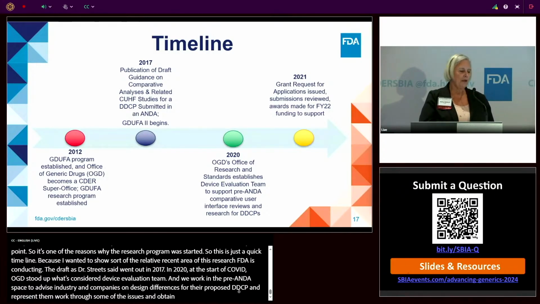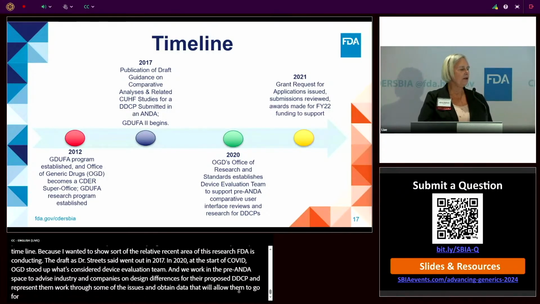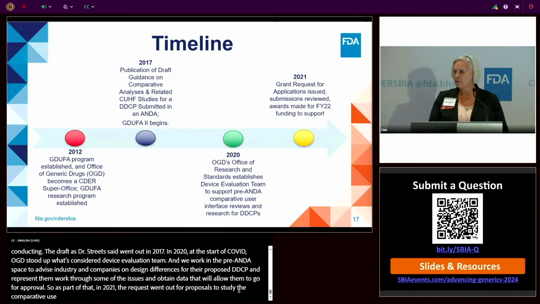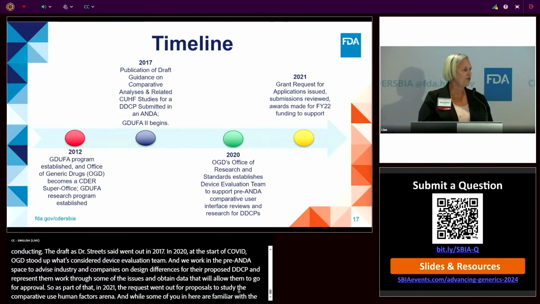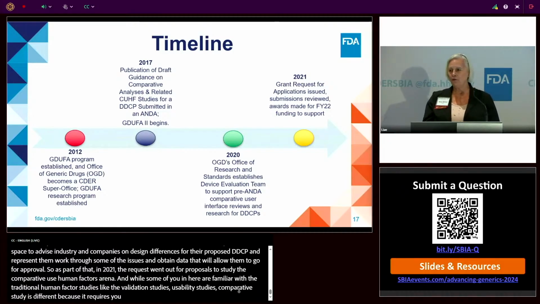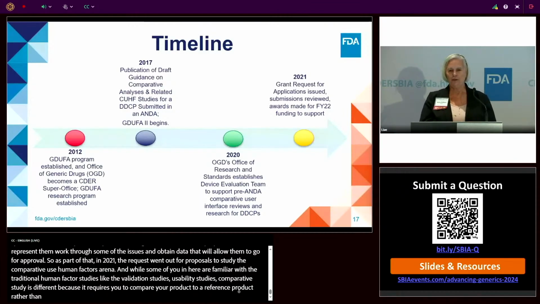that will allow them to then go on for approval. So as part of that, in 2021, the request went out for proposals to study the comparative use human factors arena. While some of you in here are probably familiar with the traditional human factor studies like the validation studies or usability studies, the comparative study is different because it requires you to compare your product to a reference product rather than using your device design and having users evaluate it and make iterations and design differences based on that. So it's a little bit different.